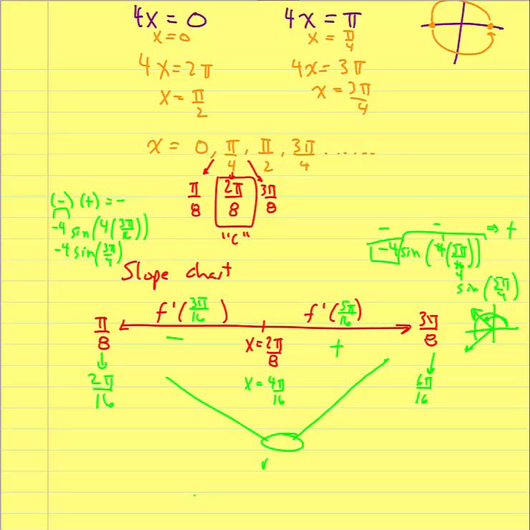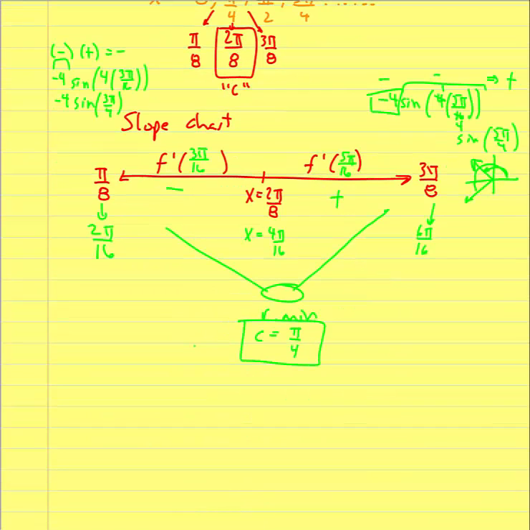So this is a relative min. This is the value of C guaranteed by Rolle's theorem. So 2 pi over 8, which reduces to pi over 4, is the value guaranteed by Rolle's theorem. So C equals pi over 4. Another way we could write that is f prime at pi over 4 is equal to 0. So the interval pi over 8 to 3 pi over 8 contains that value pi over 4 where the derivative is equal to 0. And in fact, it's a relative min, which is kind of some added information.